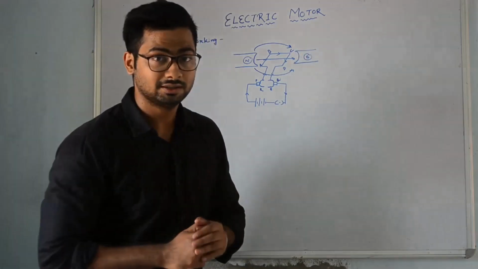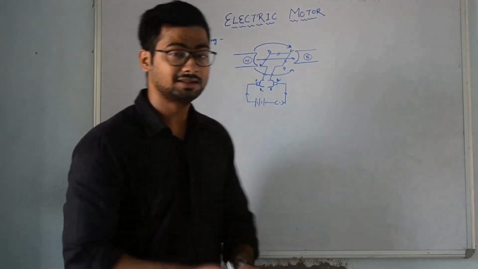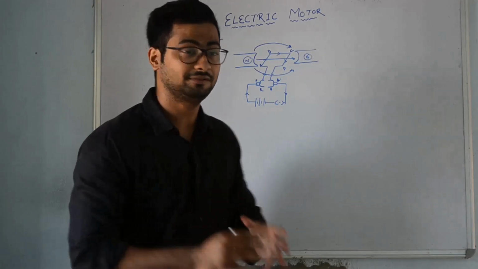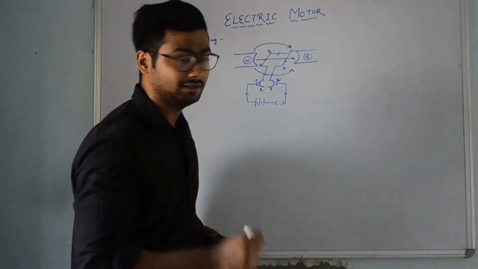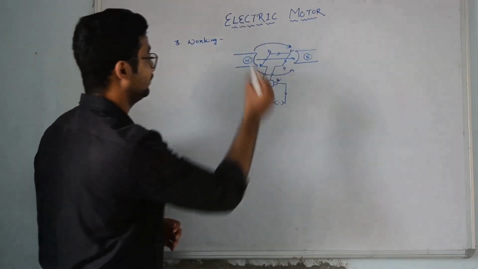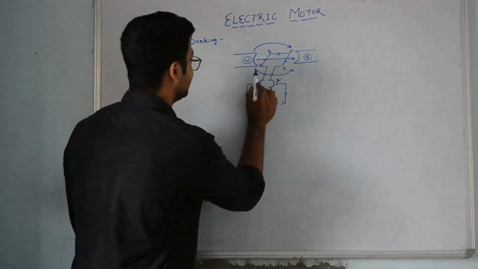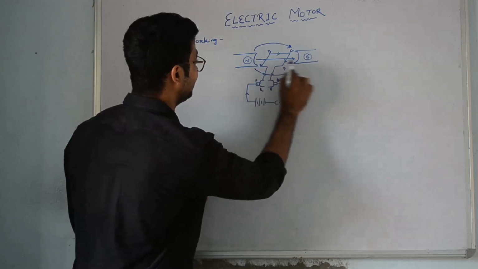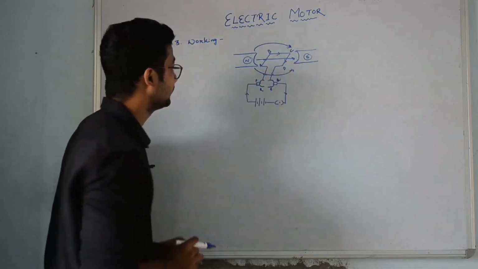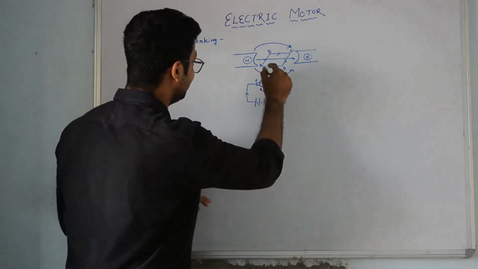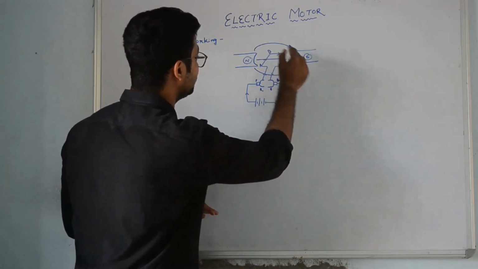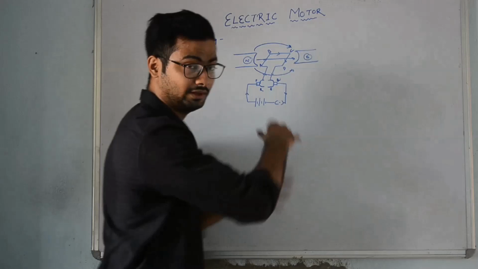To understand that, first I will ask you what is the direction of magnetic field in this diagram. Most of you can answer that it is from the north pole to south pole, which I have shown here. As we all know, current is also going in this direction from A to B, B to C, C to D, and then out of that coil.